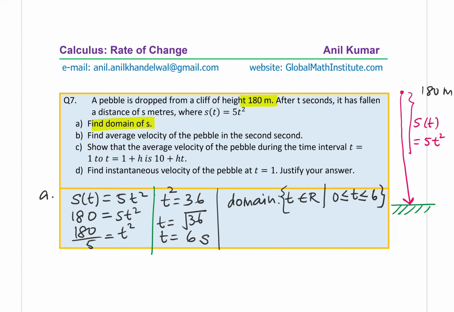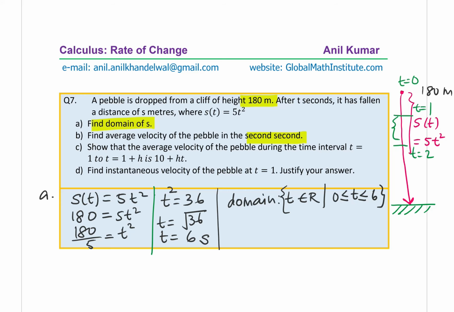Part B is find the average velocity of the pebble in the second. Now this term is also very confusing. What do you understand by second? Okay, think like this. We say first second, second second. You understand? First second means t equals 0 to t equals 1. That is your first second, right? And when it goes from t equals 1 to t equals 2, this portion is your second second.